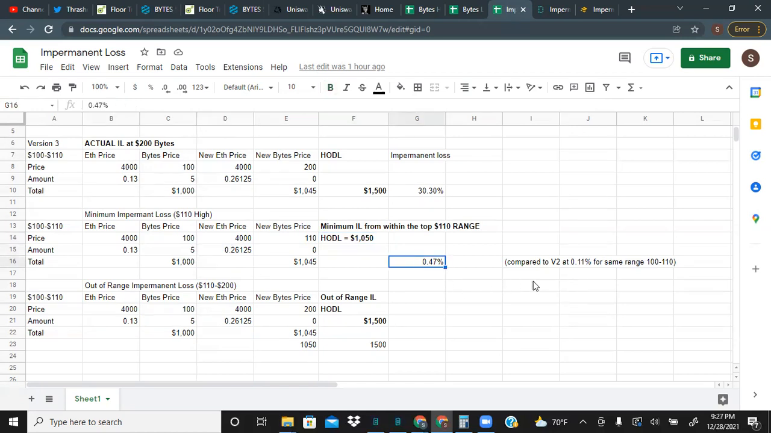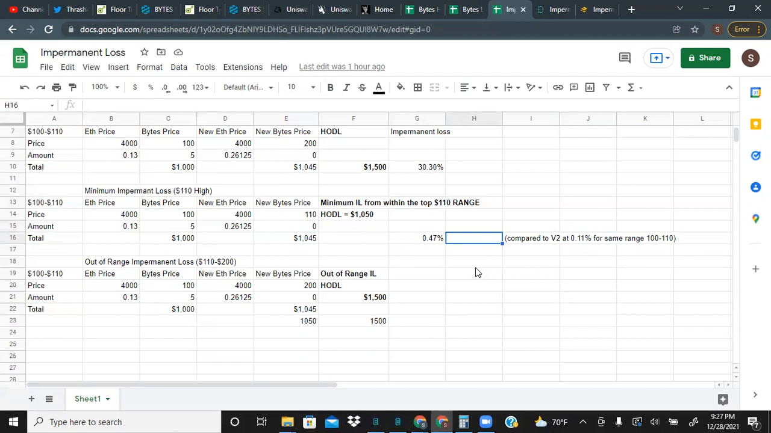Now, if we were to calculate that compared to version 2, it would only be 0.11% for that same range. So we're seeing a 4x increase in impermanent loss. And that's just how you calculate it.